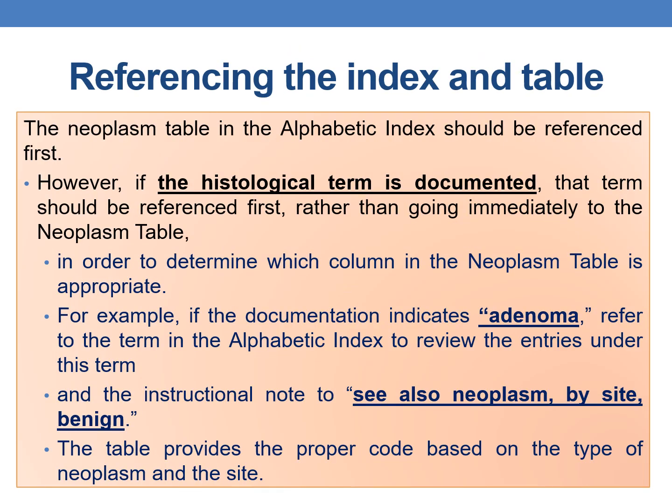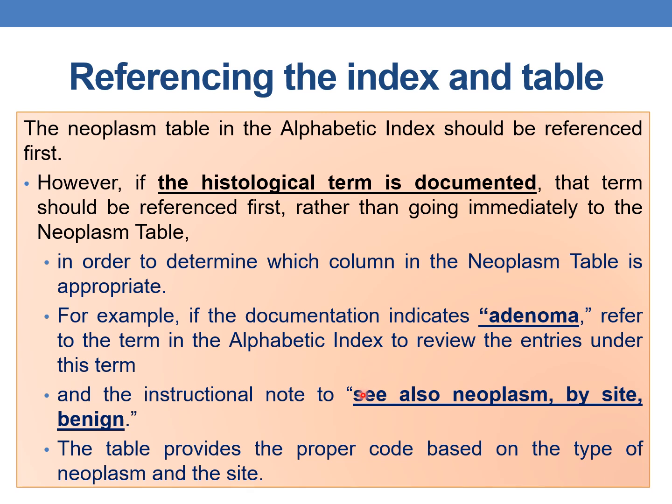Now coming to referring the index and table. The neoplasm table in the alphabetic index should be referred first. In the alphabetic index, there is a specific table called the neoplasm table, so whenever we are coding neoplasms, first we must refer to that table. However, if the histological term is documented, then the term should be referred first rather than going directly to the neoplasm table. For example, to determine which column in the neoplasm table is appropriate, if the documentation indicates adenoma, first you need to refer to adenoma in the alphabetic index.